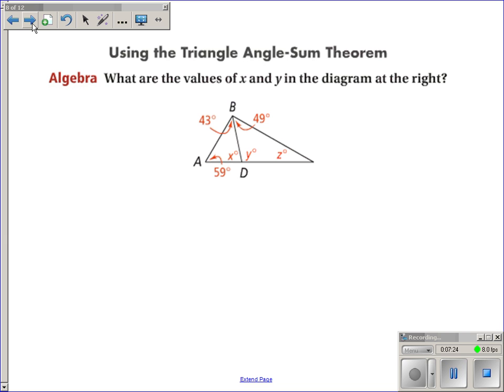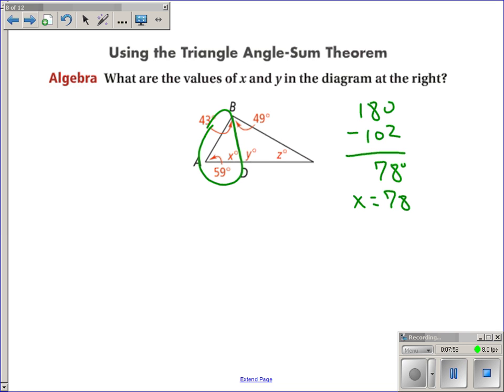Let's see here. I'm going to start off with this triangle because I know two angles and I'm only missing one, okay? So in this triangle, the angles will add up to be 180 degrees. So I'm just going to add up 43 and 59. 43 plus 59 is 102. So 180 minus 102 is equal to 78. Okay, so that means x is equal to 78.